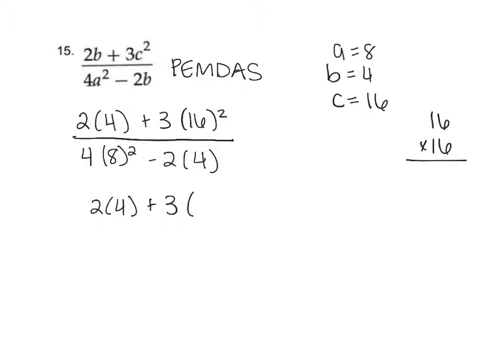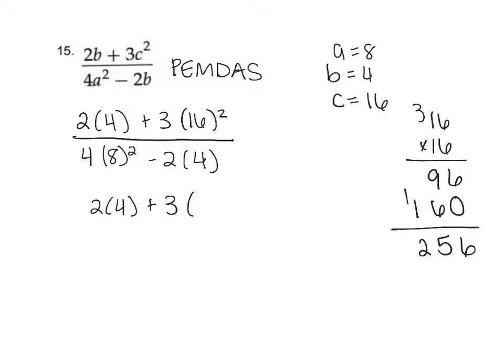6 times 6 is 36. 6 times 1 plus 3 is 9. Don't forget your 0 here. 1 times 6 is 6. 1 times 1 is 1. We're going to add. So our answer is 256.